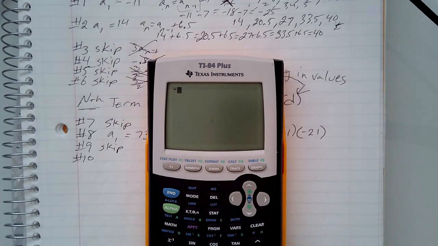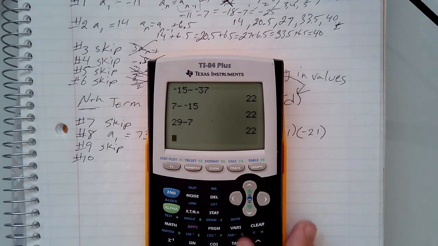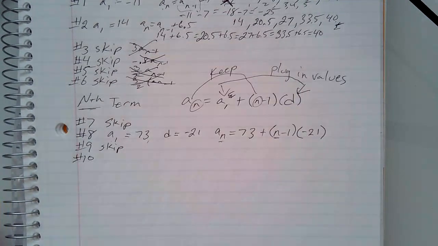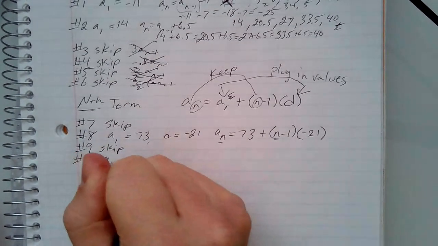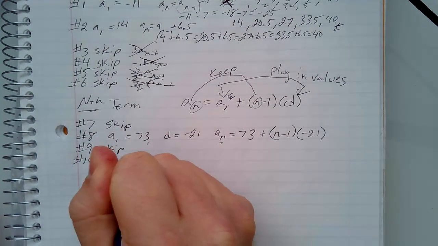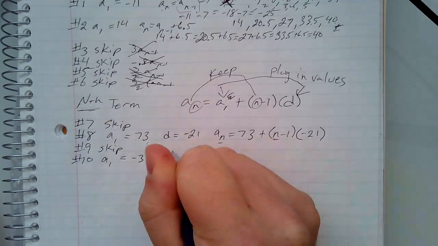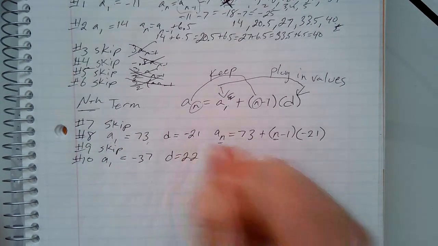Number 10: negative 15 is the second term minus the first term, which is negative 37, giving 22. Then the third term minus the second term is 22, and the fourth term minus the third term is 22. It's 22 each time, so we know that's our common difference. We know it's arithmetic. So a sub 1 was negative 37, and d was positive 22.